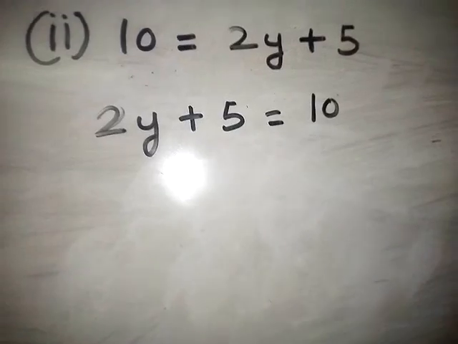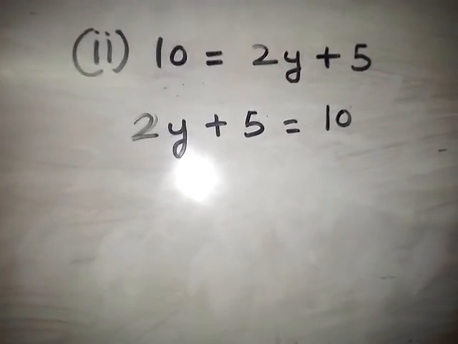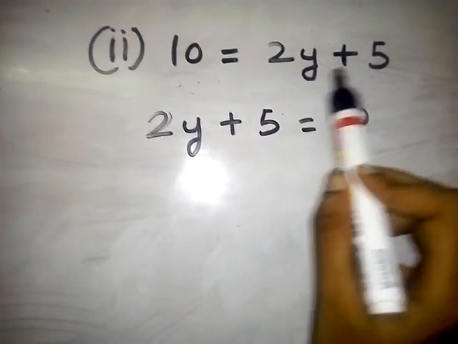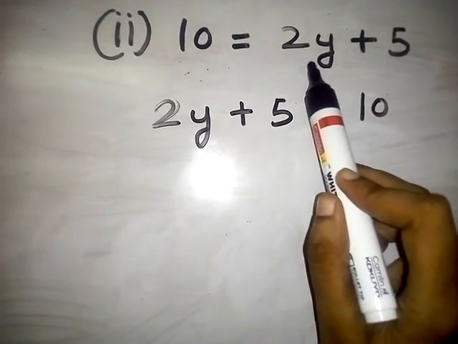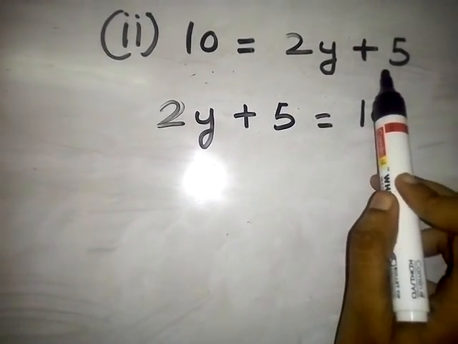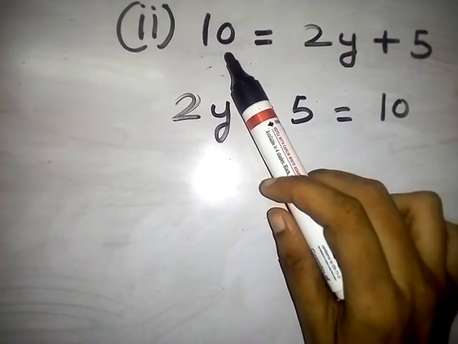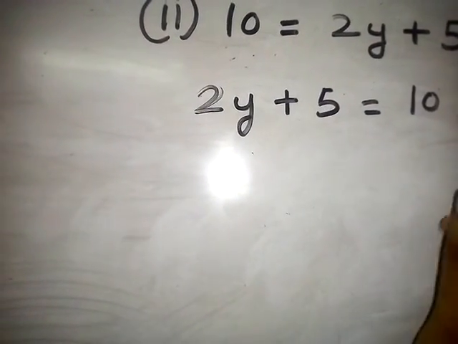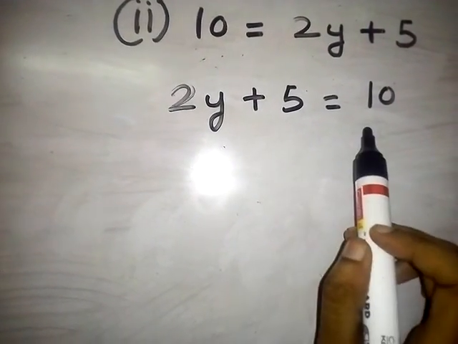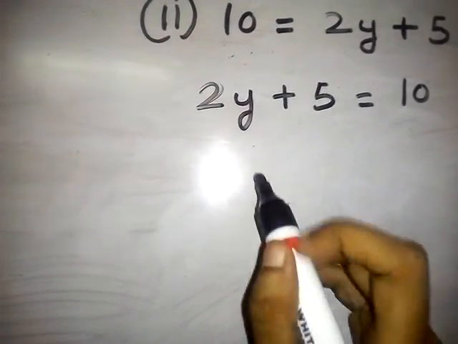Why? I am telling you the reason. The reason is, the binomial has one number with variable, and you have to find the value of y. So that's why you have to take it on the left side, and the single number you have to take on the right side. And now you have to solve this equation sum. You have to find the value of y at last.